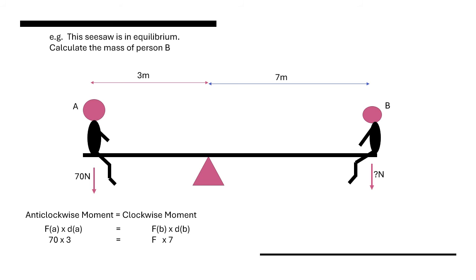If we substitute in the values we're given in the question, this means that 70 times 3 must be equal to the weight or force of person B multiplied by 7. So 210 is equal to 7F. So to find F, we can divide 210 by 7, and this gives us 30 newtons. And this must be the weight of person B.